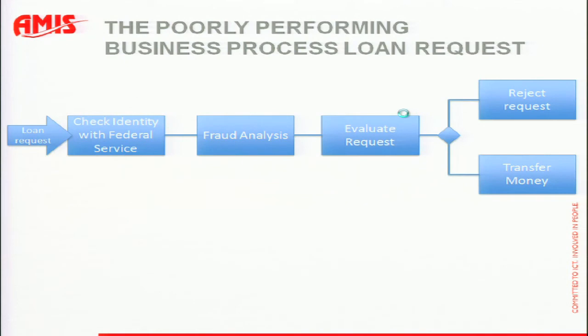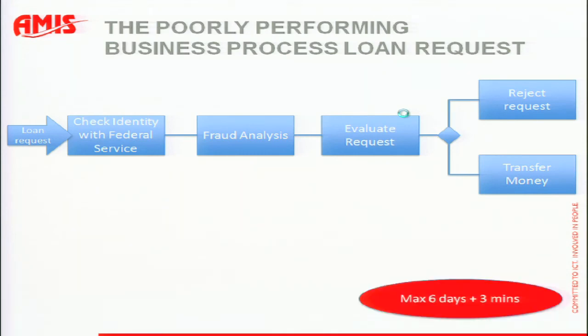But the performance is something that you will experience in a web application. How fast do I get the response when I perform a certain action in my web page? We also have it at the level of the business process. In this case, we have a business process. It's something about a loan request. It starts with doing an identity check with a federal service. It's sort of a Dutch context. I'm not sure it applies around here. It's a very simple example, really. Then we do a bit of fraud analysis. We evaluate the request. Once we have established the identity and done our fraud analysis, then we either reject the request or transfer the money.